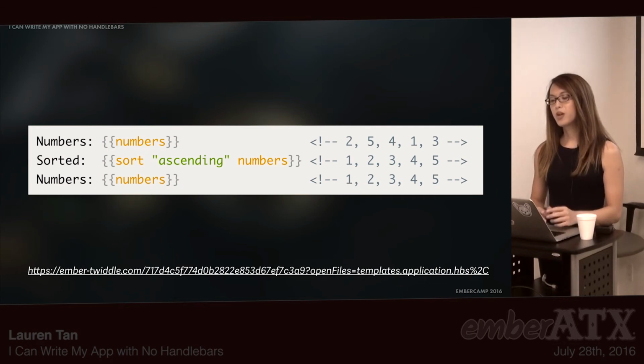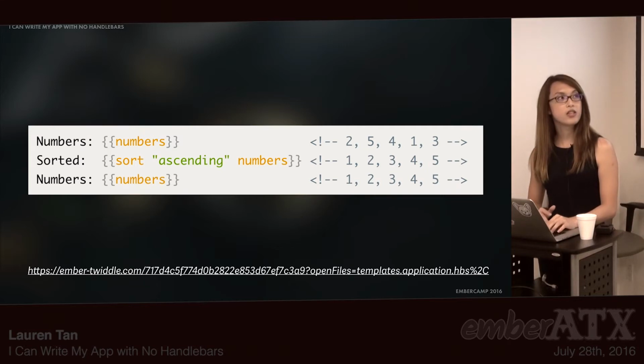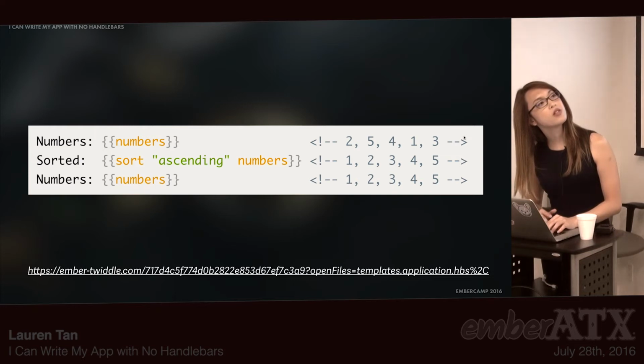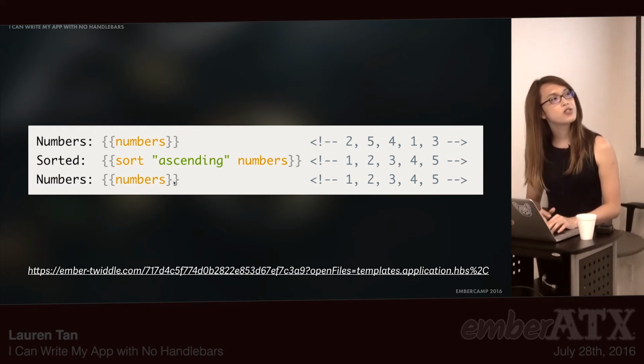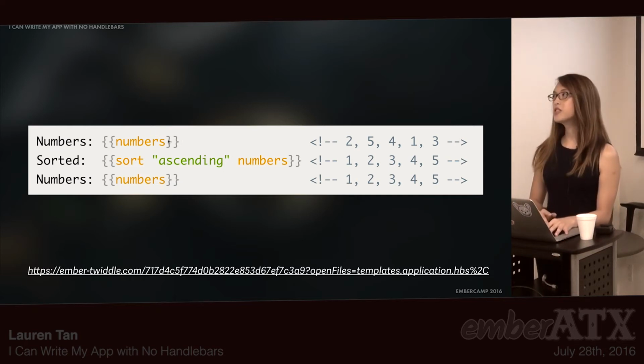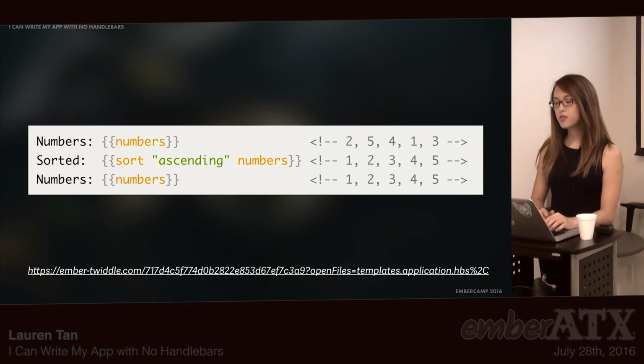So what I'm getting at is that the sort helper I wrote previously is flawed because after you run that helper, the numbers array here is actually mutated. So the first time I output numbers into your template, it says 2, 5, 4, 1, 3. After I sort it, it's 1, 2, 3, 4, 5. But when I try to render this same array again, you will notice that it changed. If you think about it, a helper should really only be presentational. You never want it to actually modify the actual data. So you have to be very careful when you're dealing with helpers.